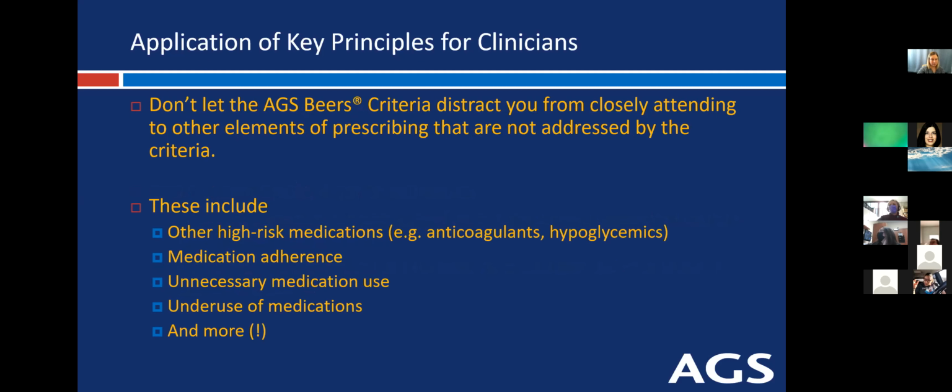And then don't let the Beers criteria distract you from closely attending to other elements of prescribing that are not addressed by the criteria. So other high-risk medications, for example, anticoagulants or hypoglycemics, and medication adherence. Again, the most effective medication is the medication that the patient can and will take. Unnecessary medication use: thinking about all of the medications a patient may be using, whether they are prescription medications, non-prescription medications, or herbal supplementation, are those necessary? And then considering if a patient is missing something that they should be on, and even more.